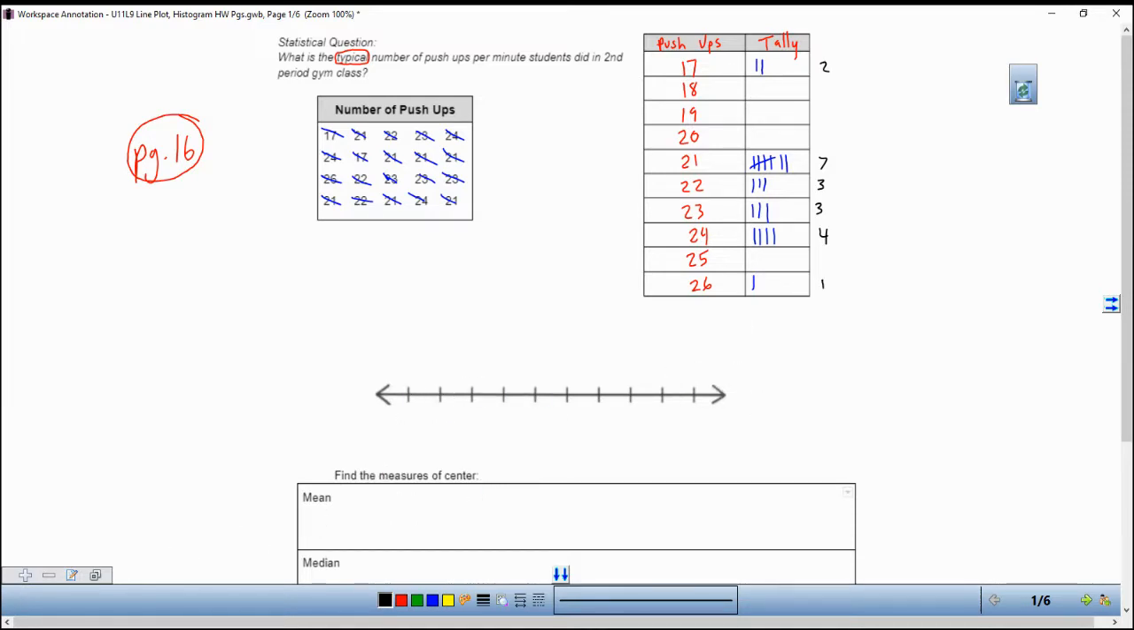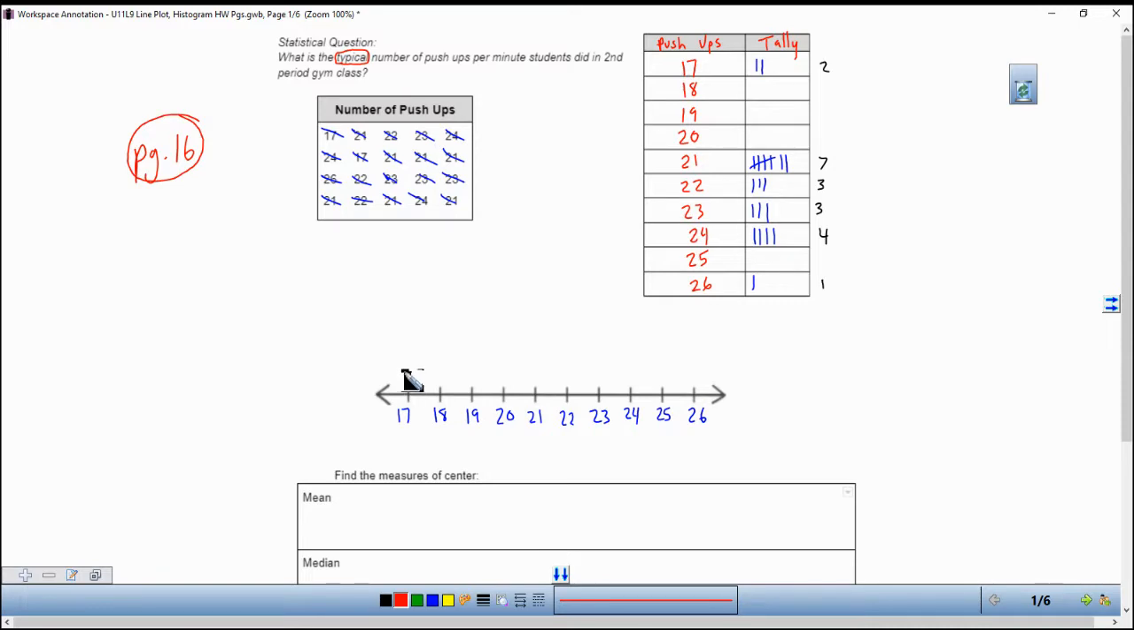So now we're going to set up our line plot down here. We're going to start with our least number and go all the way up to our greatest. We're not going to skip any of the numbers that had 0, because we still want to include those to show the shape of the data. It'll help us see any gaps a little more clearly. So 23, 24, 25, perfect, 26.